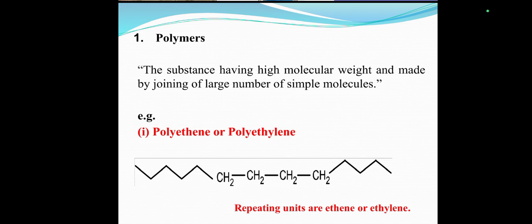polythene, or you can say polyethylene. So polyethylene is made by using ethene as a monomer molecule. So ethene monomer molecules join together and we get polyethene.